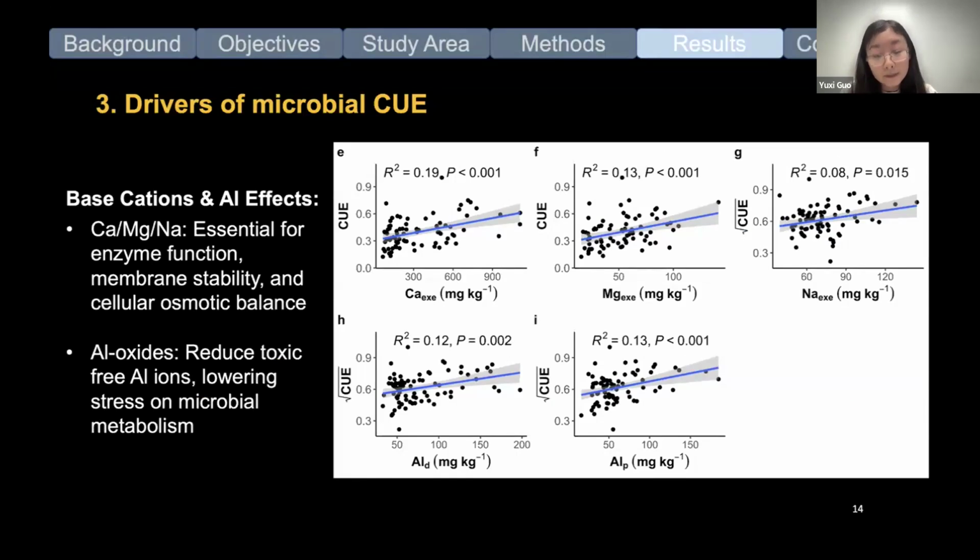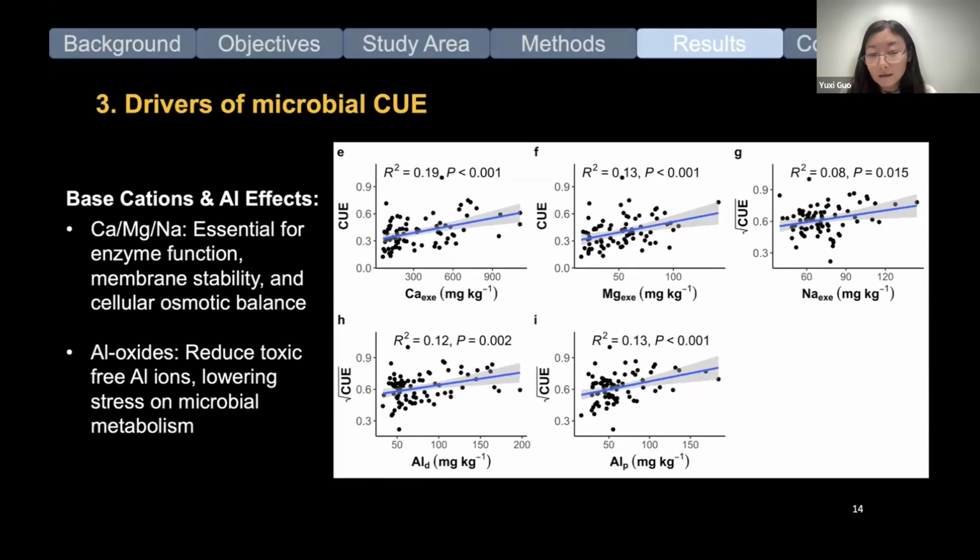And beyond the pH and labile substrates, we also find several other significant relationships. So the exchangeable calcium, magnesium, and sodium showed positive correlations with CUE. This makes sense because they play essential roles in microbial enzyme function, membrane stability, and cellular osmotic balance. Furthermore, aluminum oxides, both total and organically complex forms, showed positive relationship with CUE.